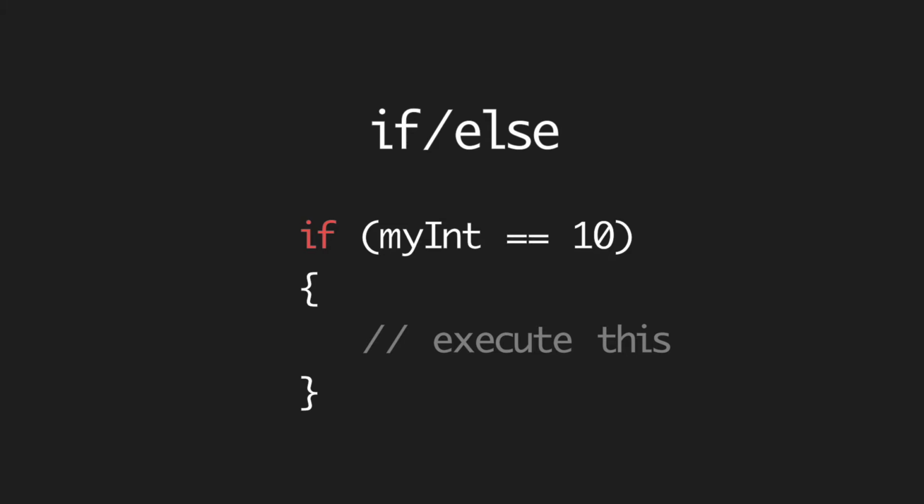The if statement syntax is this. You must write if and then, inside the parentheses, a condition. A condition can be an equality, an inequality, an expression, or whatever you want, such as if myInt equals 10, then execute this code block. In C#, when you are making a condition, you must insert two equal signs.